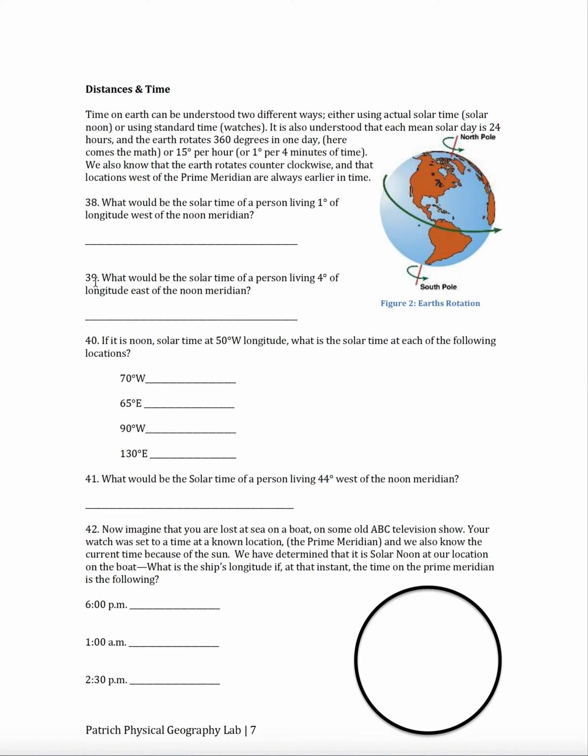Moving here, question 39. What would be the time of someone living 4 degrees east of me? Well, east is going to be later, 4 degrees. 1 degree is 4 minutes. So that means they must be 4 times 4, which is 16. So they are 16 minutes later than me. So if I were to call someone who lived 4 degrees east of where I am living at noon, they must be at 12:16 p.m.